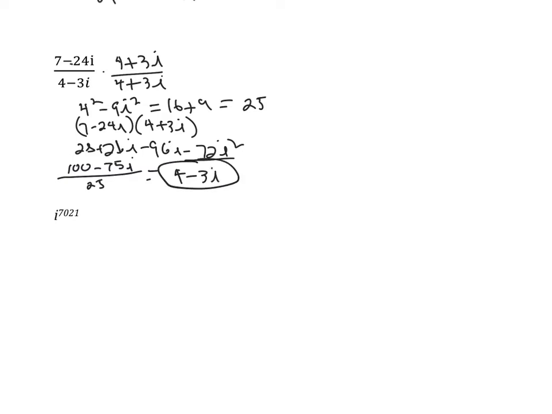Notice that we divided 7 minus 24i by 4 minus 3i, and our quotient was 4 minus 3i, which means that 4 minus 3i times 4 minus 3i is equal to 7 minus 24i, or in other words, 4 minus 3i squared is equal to 7 minus 24i, which means that 4 minus 3i is a square root of 7 minus 24i.